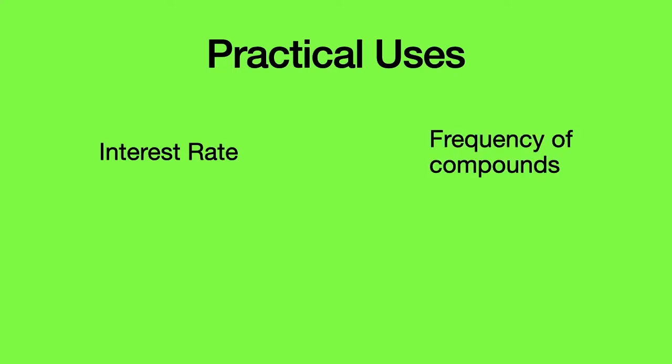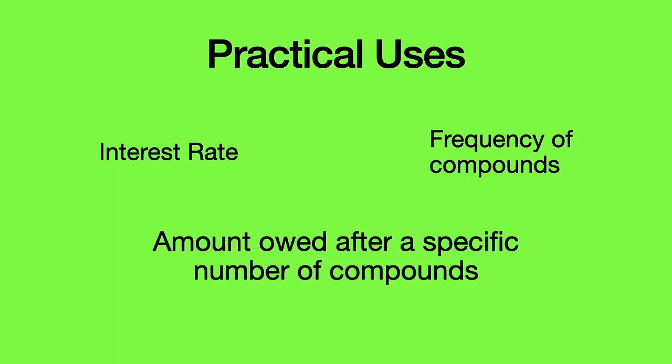Okay, so practical uses then. Basically, what we can do if we know the interest rate and we know the frequency of the compounds. So in the example of an annual interest rate, the interest will be calculated yearly. In a monthly interest rate, it will be calculated monthly. When we know those two things, what we can do is work out the amount owed after a specific number of compounds. Okay, so the formula for that, then, this is the maths part.